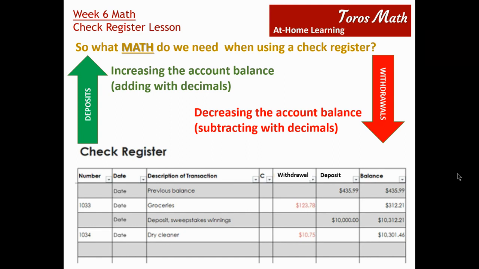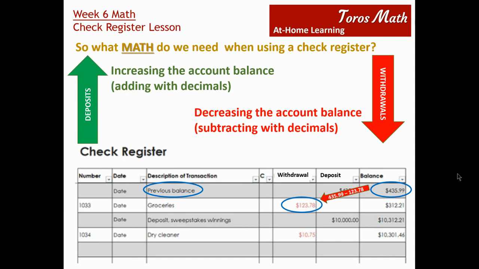So once again, we're starting with the previous balance. And if we look at the previous balance, we had $535.99. And then after we put the previous balance in there, we look at our first transaction. So our first transaction, we bought some groceries and we took out $123 using, it looks like, check number 1033. And then we're going to subtract this amount, so $535 minus $123 and some change.